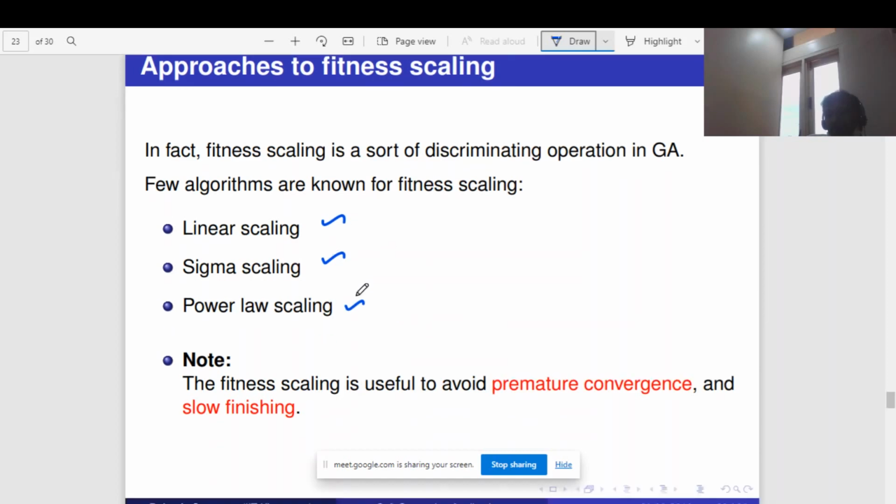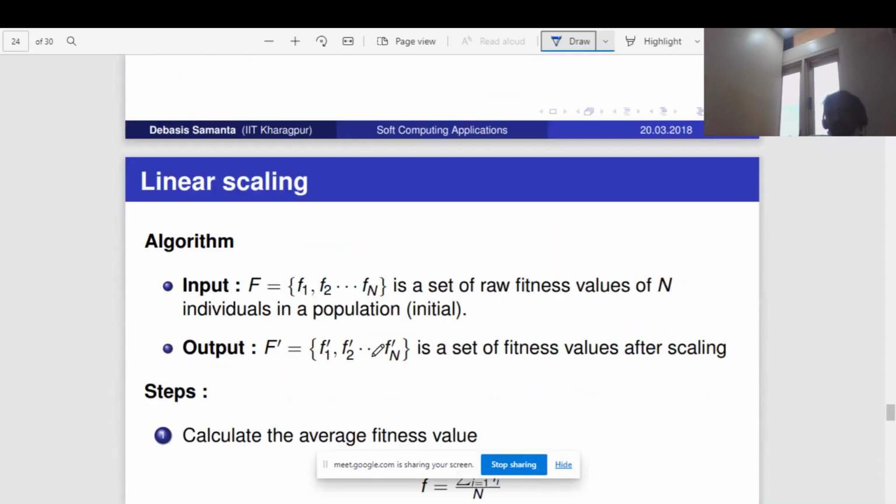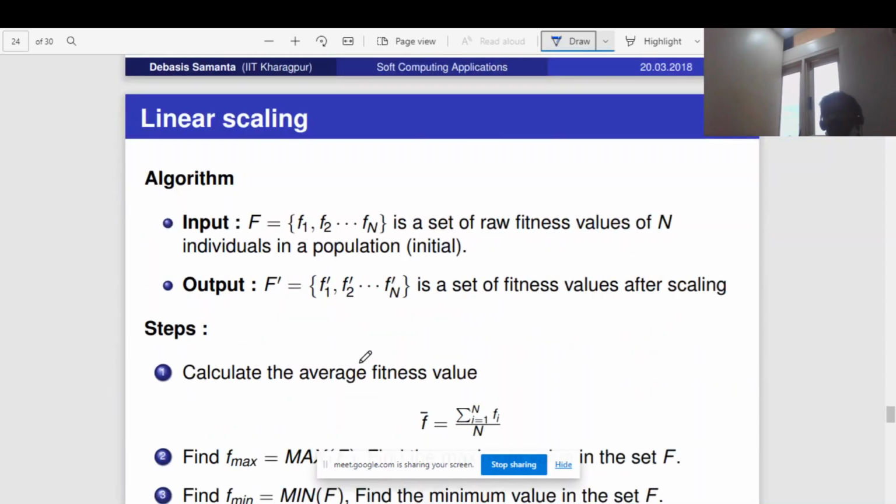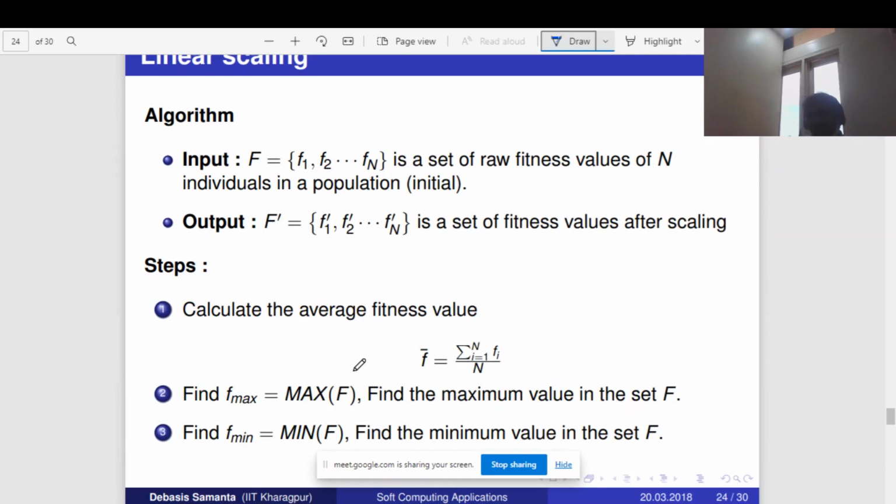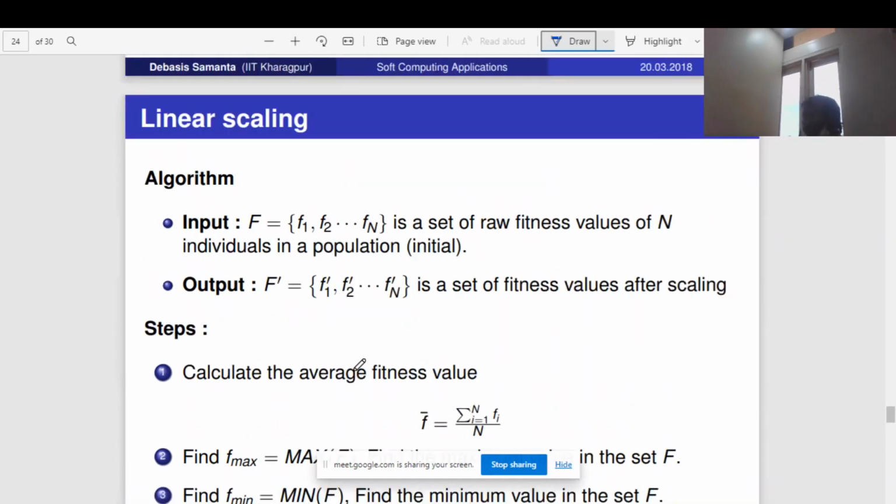So why are we using fitness scaling? To avoid premature convergence. Premature convergence is nothing but settling in a local optimum, or it is also called slow finishing. Fine. First let us discuss linear scaling.